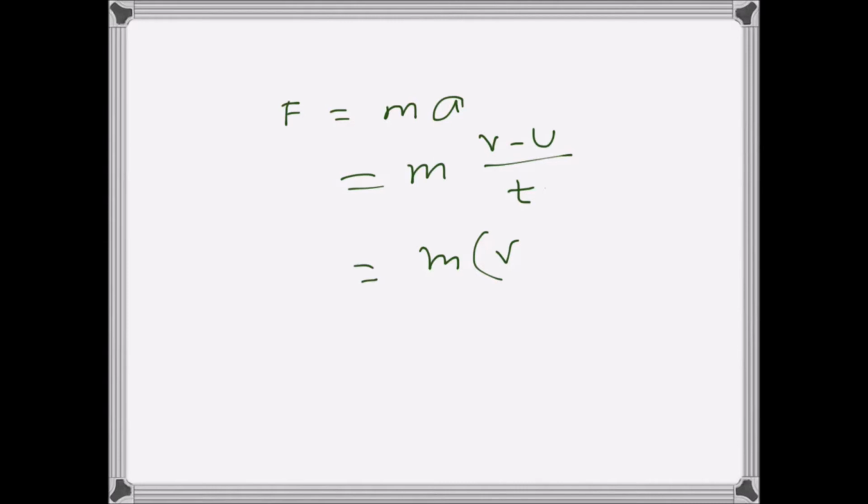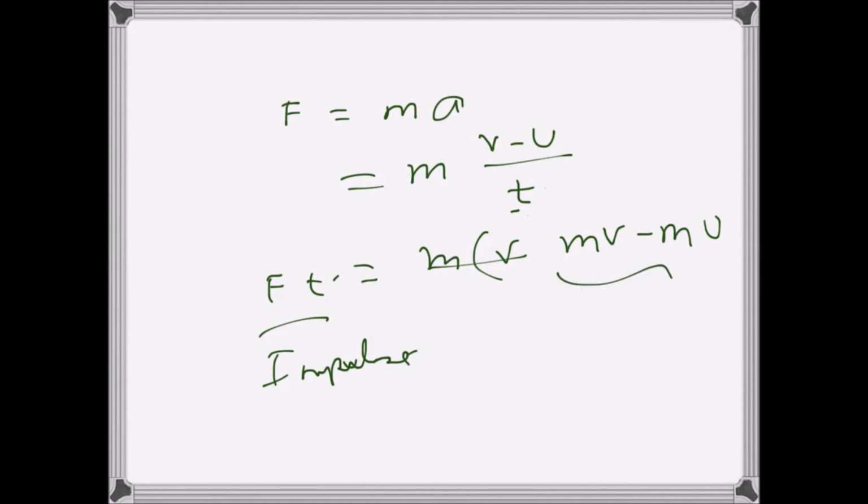So if we remember that F is equal to ma, which can be written as m, which is mass, times v minus u, which is the change of velocity, for a time within the duration t. So this one can be written as mv minus mu, and then if we bring that t to the other side, it's this one. So this is impulse, and this is the change of momentum.